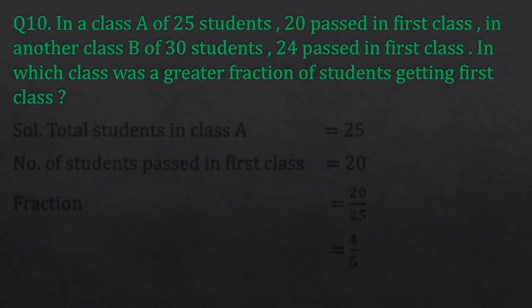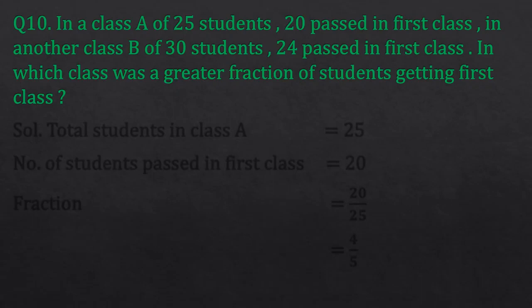Now see the last question, that is question number 10. In a class A of 25 students, 20 passed in first class. There are two classes. One is class A. Total number of students are 25 in that. And how many students passed in first class? 20. And in class B, total students are 30 and passed in first class 24. In which class was a greater fraction of students getting first class?